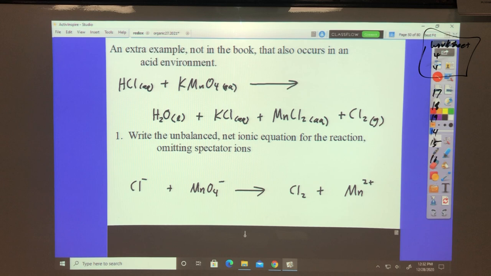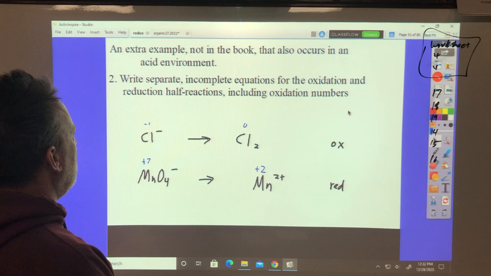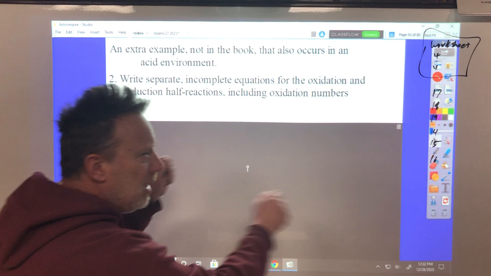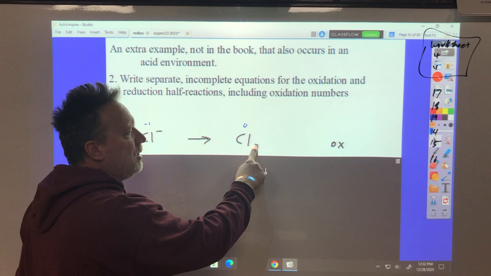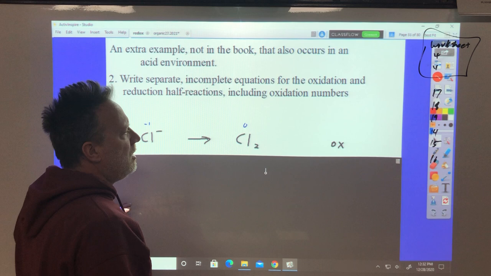Okay, now we have to separate these out, decide what's oxidized and what's reduced. So rather than write down what I have, try to do it yourself. Figure out what's losing electrons, what's gaining electrons. So you've got chlorine, and you're going to want to write the oxidation numbers down to help you figure it out. Cl2, zero oxidation number. Cl minus is minus one oxidation number. So this is going to spit out electrons.